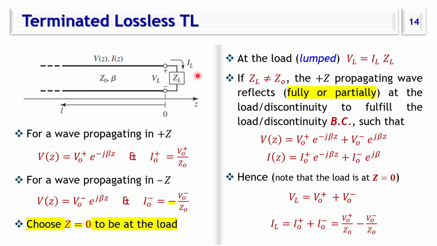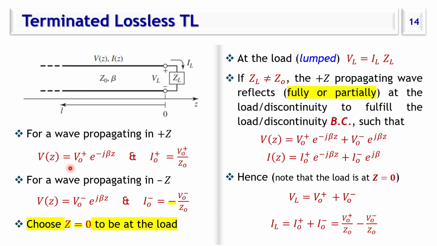So the wave is propagating this way, so this is the negative Z direction. For a wave propagating in the positive Z direction, it has this expression. If a wave is propagating in the negative Z direction, it would have this expression. And as I said, we choose Z equals 0 to be here.